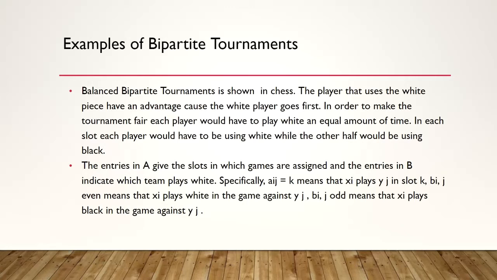So the entries in A give the slots in which games are assigned, and the entries in B indicate which team plays white. Specifically, Aij equals K means that Xi plays Yj in slot K, and Bij even means that Xi plays white in the game against Yj, and Bij odd means that Xi plays black in the game against Yj. As I described earlier, there has to be an equal number of games for the white and black distribution for the game of chess.